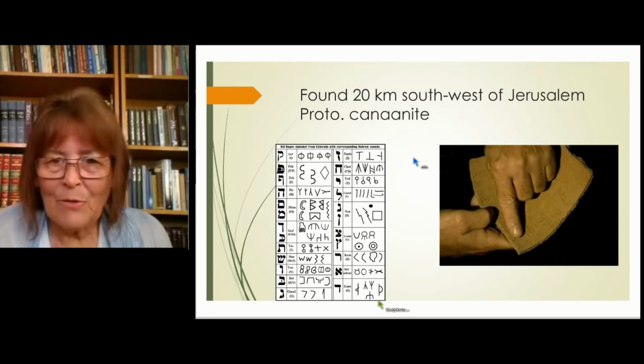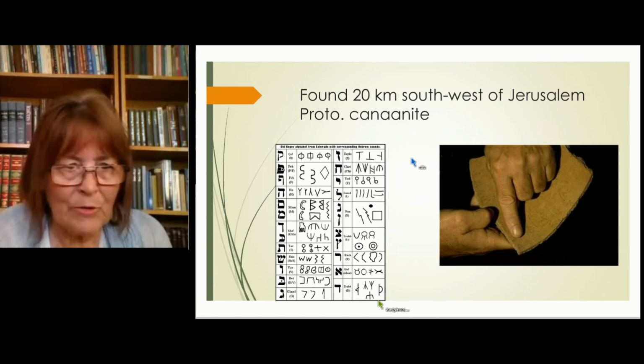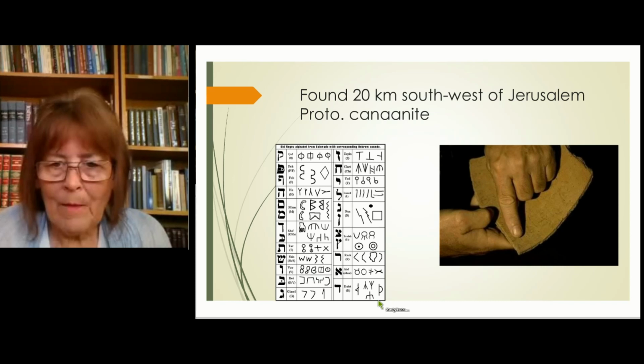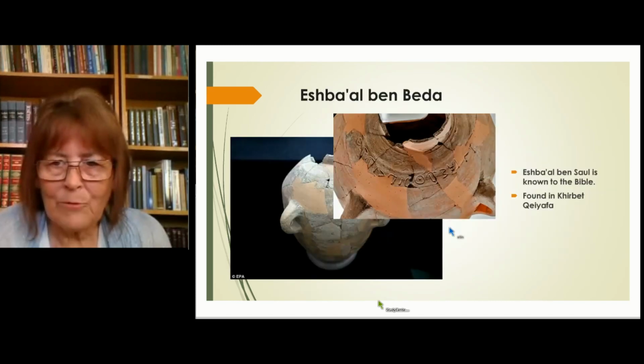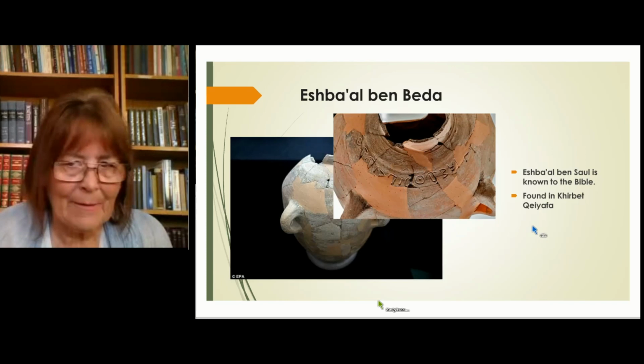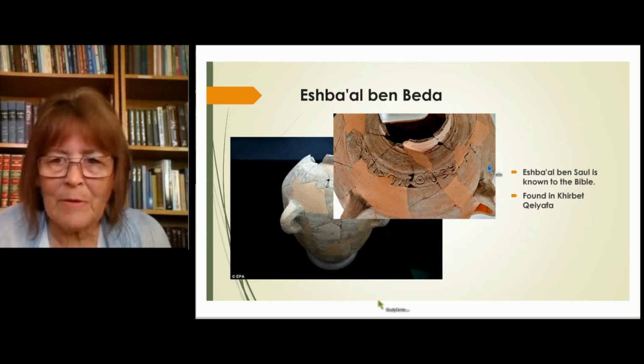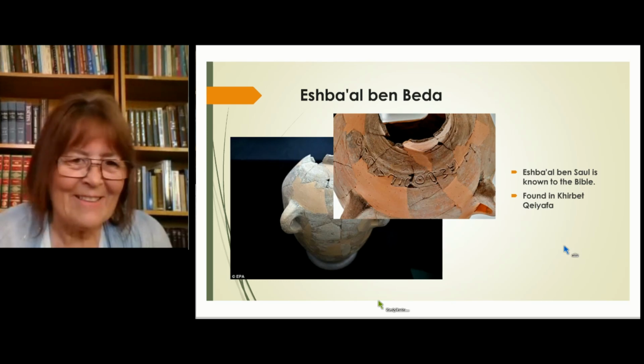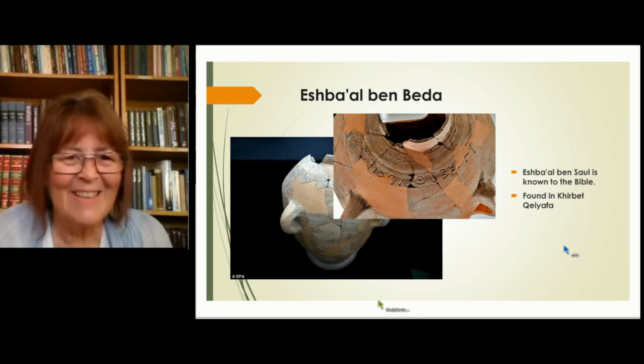But here also, 20 kilometers southwest of Jerusalem, they also found some, and that's very recent. It's not many years ago. They also found this Proto-Canaanite writing. And here we are back again to this place, Khirbet Qeiyafa. That was the name where they found it. And they found a name on this bottle or whatever it is. And it was Eshbaal, a Canaanite name, with Baal in it.